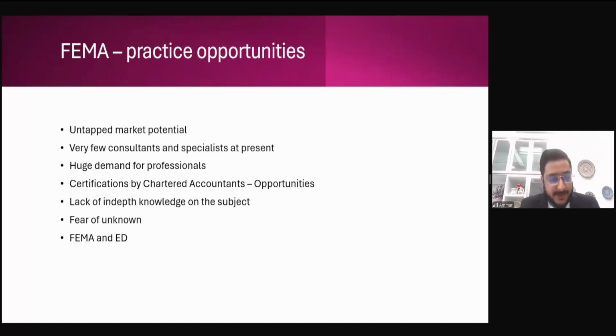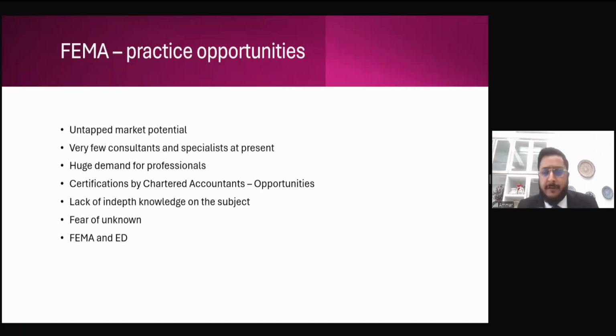And as I said, a lot of businessmen are bringing FDI, they are making ODI. So there's a very untapped market potential there. When a businessman says there is some FEMA related work, he also looks for a proper, strong chartered accountant who can handle this work for him. There are very few consultants in the market right now, and it is our chance to make a mark. There's a huge demand for professionals as the business is growing.